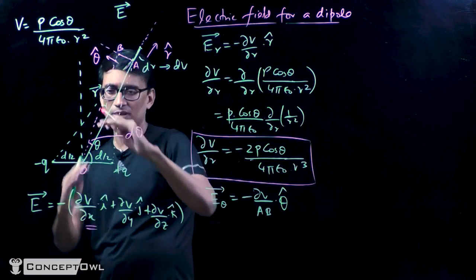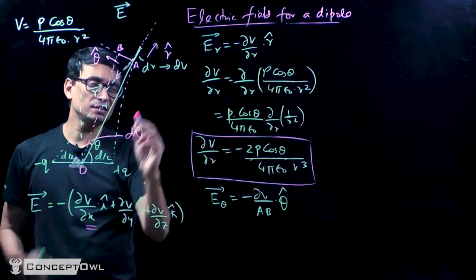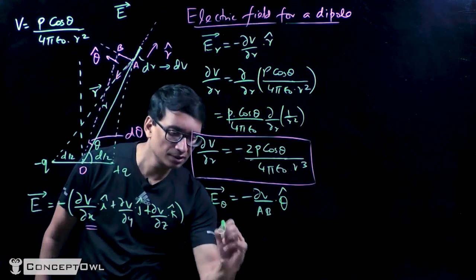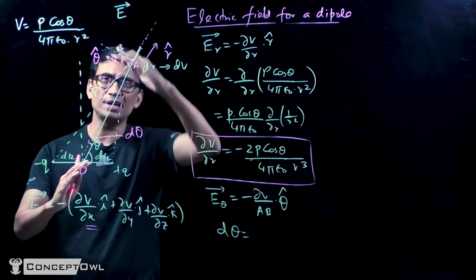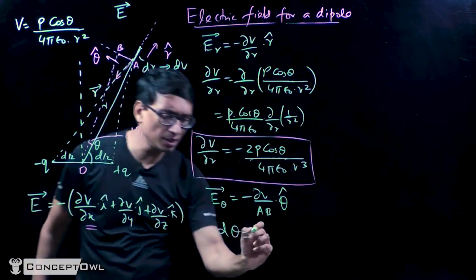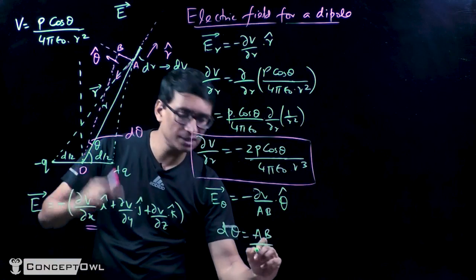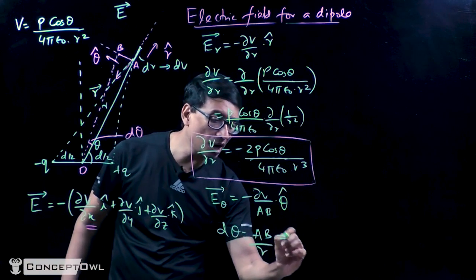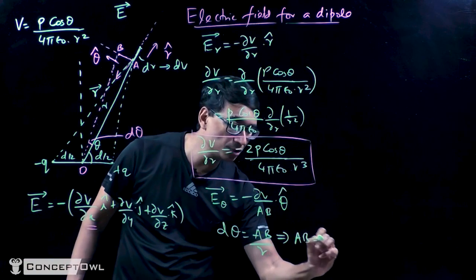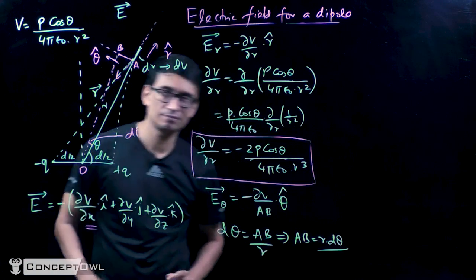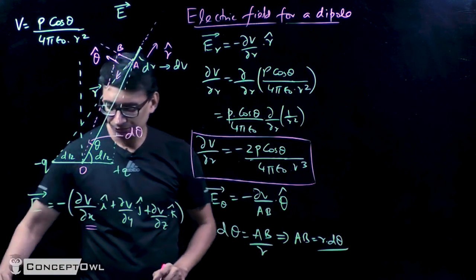So angle d theta is nothing but arc upon radius. AB is approximately like the arc, so d theta is AB upon radius r, and therefore AB is equal to r d theta. Right?